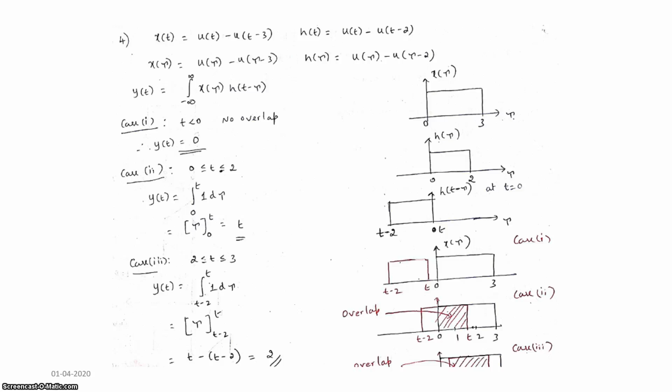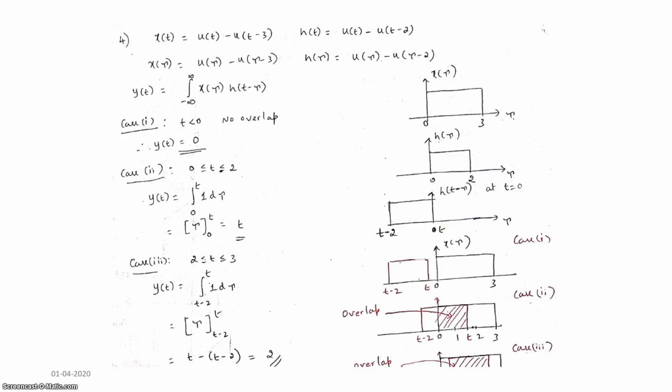But in the y of t equation, I need h of t minus tau. So I'll draw h of t minus tau, but considering t equal to 0, I'll draw the mirror image of h of tau, that is from minus 2 to 0. Then I'll add t to the lower and upper limit, so I'll get t minus 2 to t. Now the time index value is very important while shifting the signal. So t minus 2 to t, h of t minus tau. Now I'll keep the first signal as the fixed signal, and the second signal I'll move from left to right.